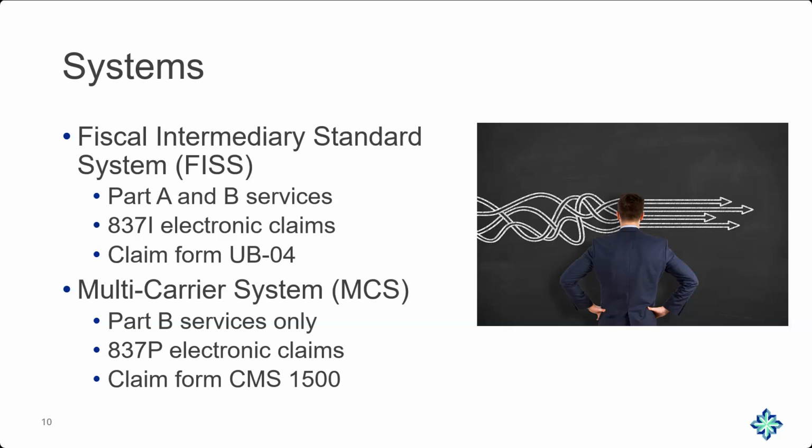On the other hand, the second system is the multi-carrier system. The multi-carrier system only processes services falling under the Part B benefit category. All services must be billed electronically on the 837P or on paper on the CMS 1500 claim form. So yes, we do still accept paper claim forms. That was a question that was asked. However, I'll give you a little bit more information when we get to the question and answer section, because I'll give you the actual reference for what you have to do to get a paper claim form in.